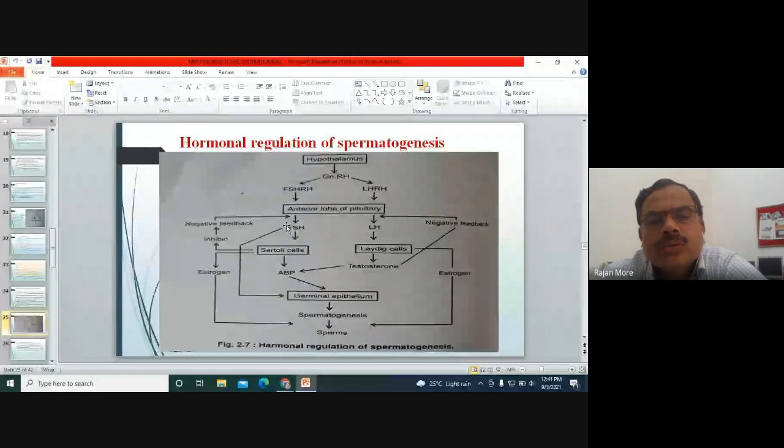If testosterone is not available, then LH is not secreted. And when the Sertoli cells are not activated by the FSH, inhibin is not produced. So the negative feedback again goes to the anterior lobe of the pituitary, so FSH is not secreted.